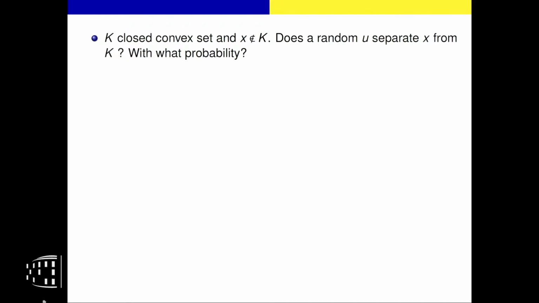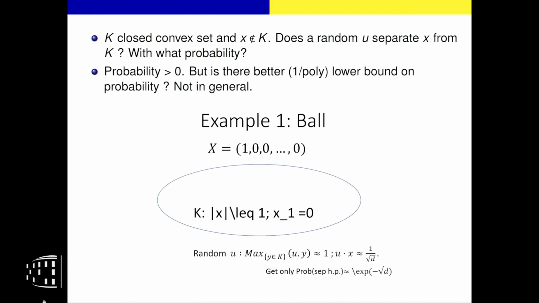K is a closed convex set, and x doesn't belong to K. Does a random u separate x from K, and with what probability? I'd like this to solve the other problem in a way. I won't go into details. So the probability is positive. That's easy to see from the classical theorem.